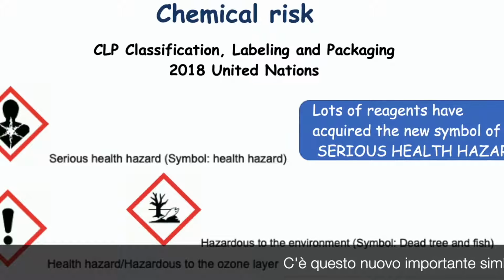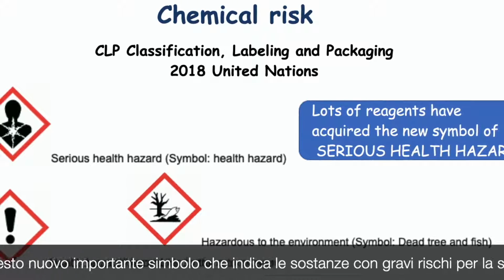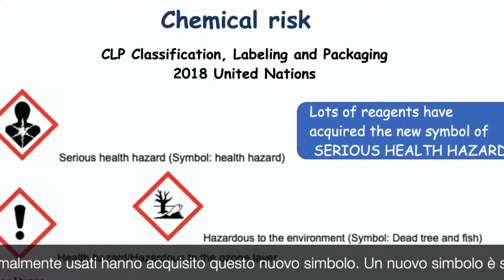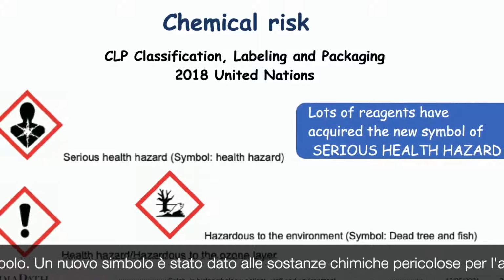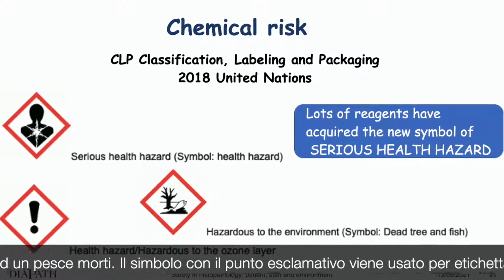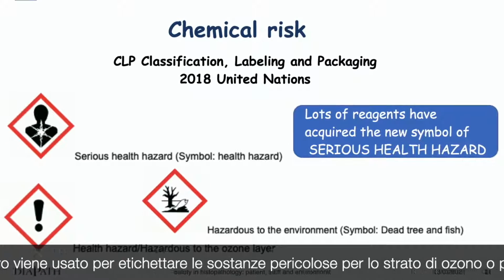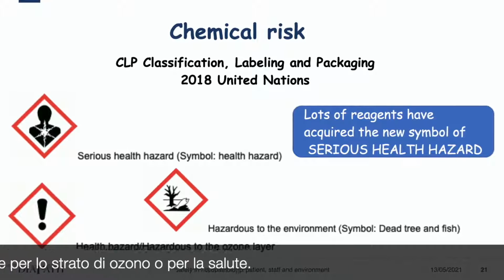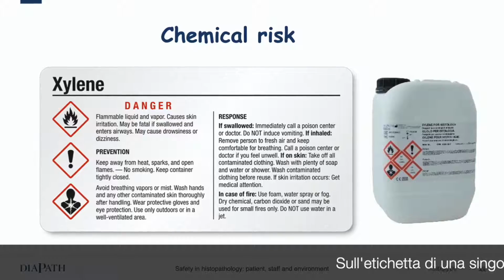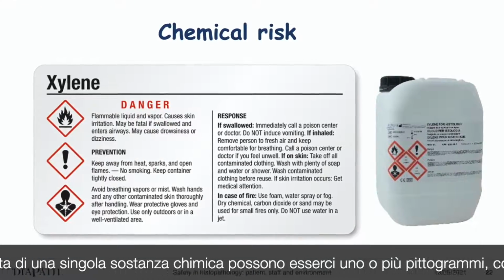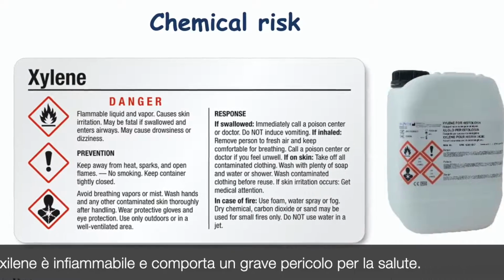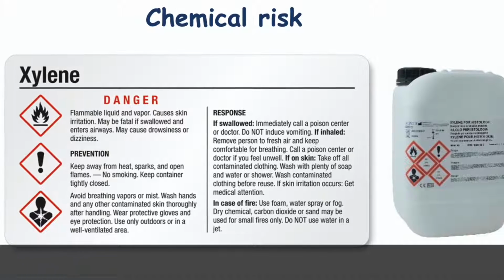There is an important new symbol indicating substances with serious health hazards, and lots of normally used reagents have acquired this new symbol. A new symbol has been given to the chemicals hazardous to the environment, including a dead tree and fish. An exclamation mark is used to label the substances that are hazardous to the ozone layer or to health. One or more pictograms might appear on the labeling of a single chemical, as in this example, where it's easy to understand that xylene is flammable and carries a serious health hazard.